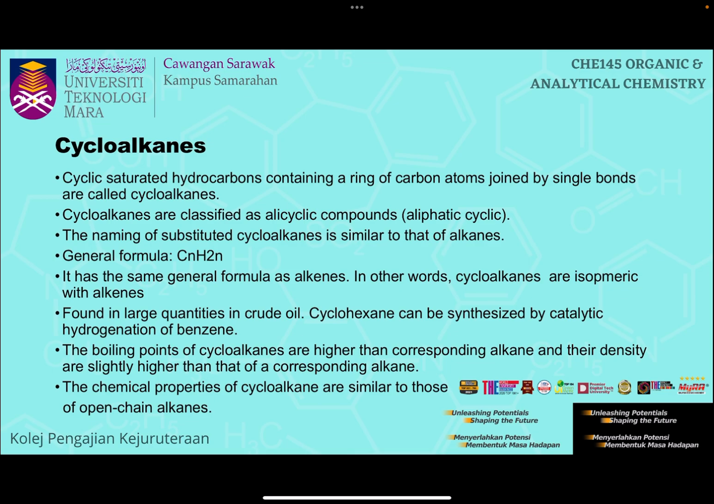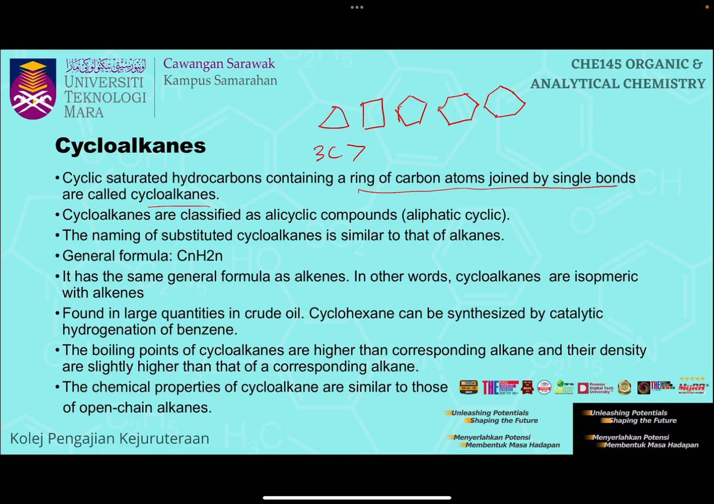Cycloalkanes, we already talked about it. So cyclic saturated hydrocarbons containing a ring of carbon atoms joined by single bonds are called cycloalkanes. So cycloalkanes, if it's 3 carbons, it'll be cyclopropane. So cycloalkanes normally start from 3 carbons and above. Okay, so 3 will give you a triangle, 4 will give you a square shape, and then 5 will give you a pentagon, and then 6 will give you a hexagon. Okay, and then you have the heptagon, right? 1, 2, 3, 4, 5, 6, 7. Then you have the octagon, nonagon, okay, and so on.